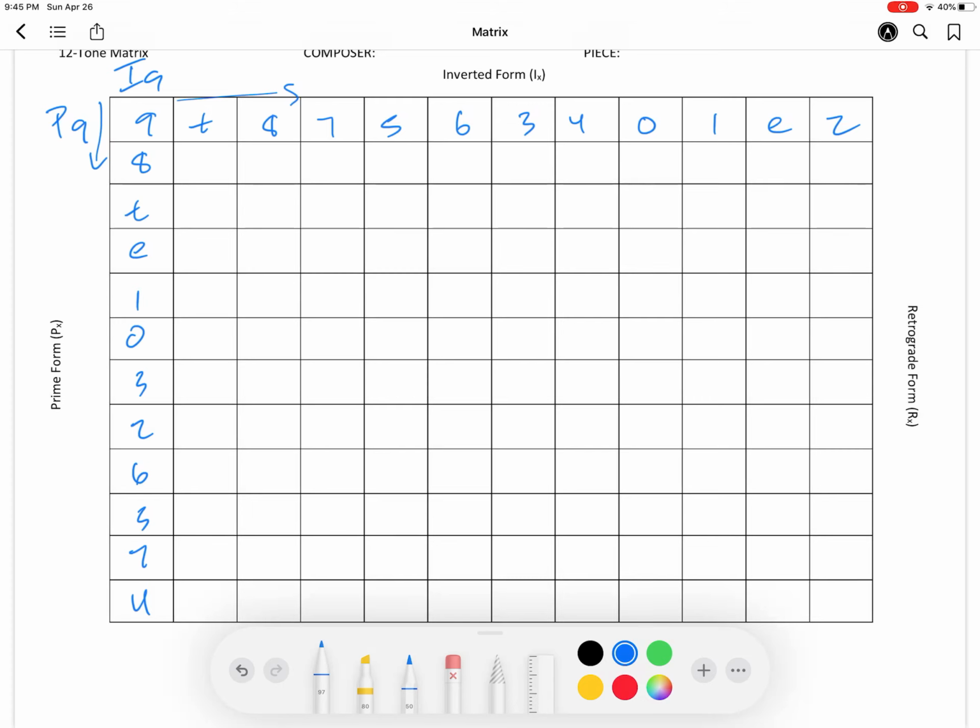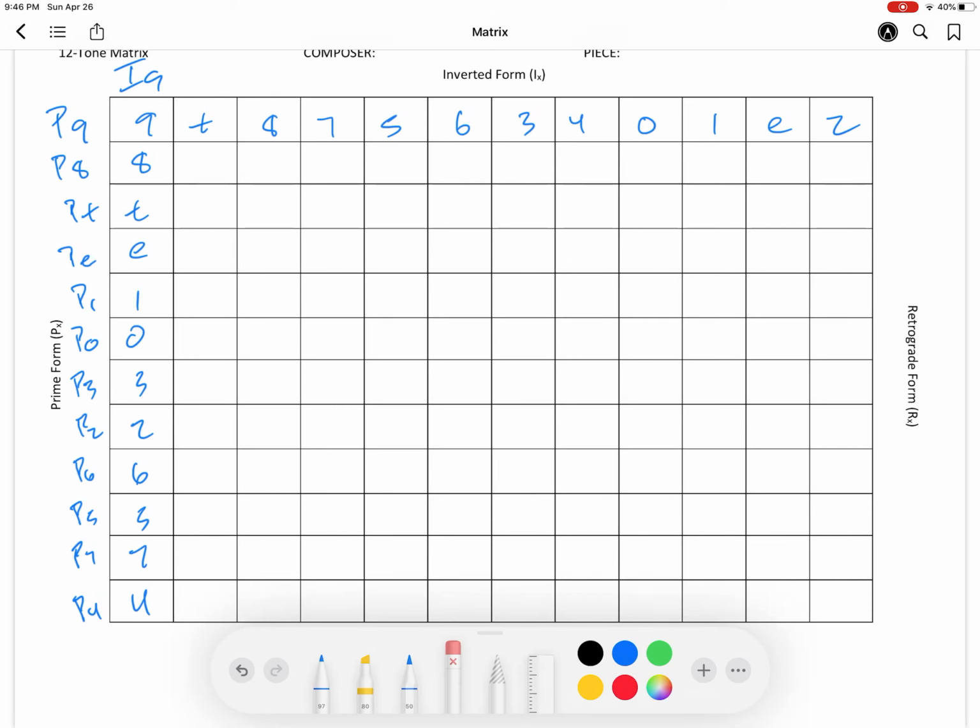There's my P form going to the right. And guess what? From here, it's just simple addition, because all of these in my I9 row form represent all of the possible prime forms that I'm going to get: P8, P10, P11, P1, P0, P3, P2, P6, P5, P7, and P4.